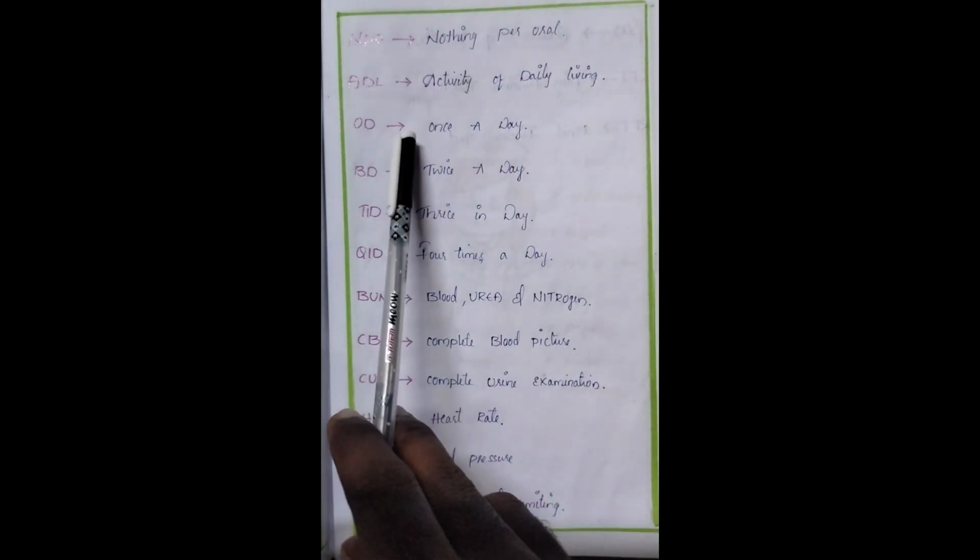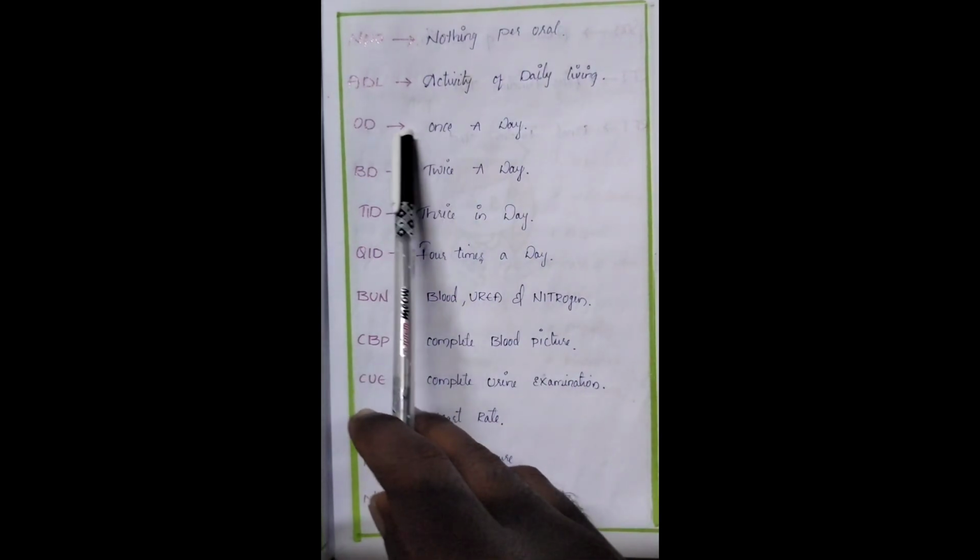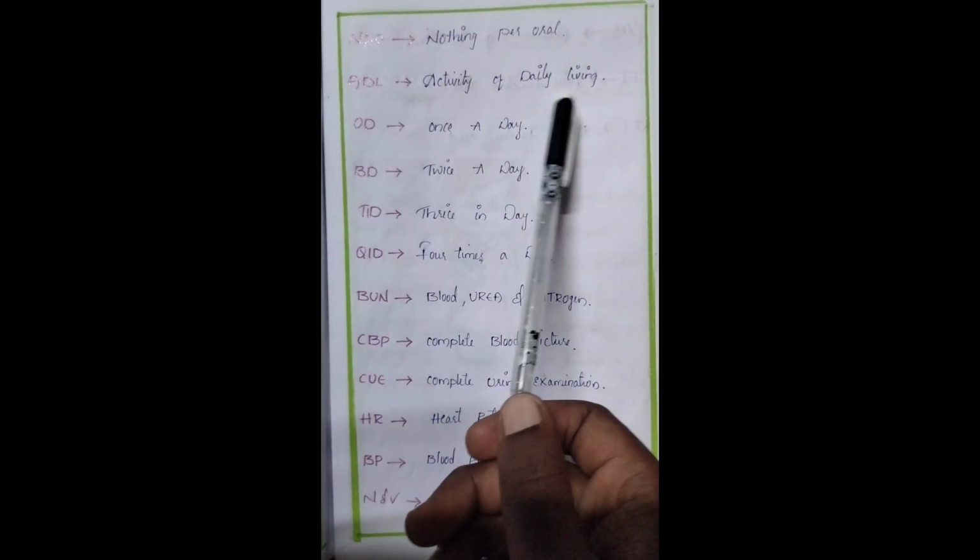Next, NPO, nothing per oral. Before any surgeries, the patient should be fasting for 6 to 8 hours. So that we call nothing per oral.